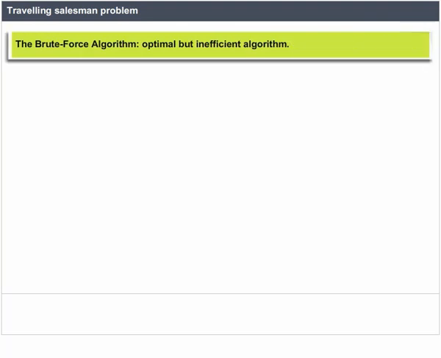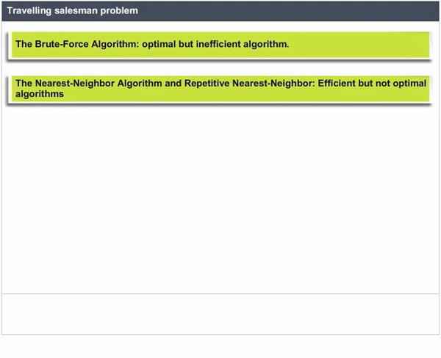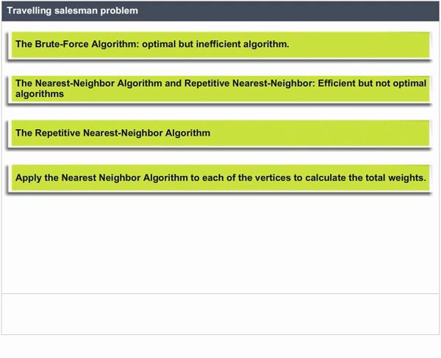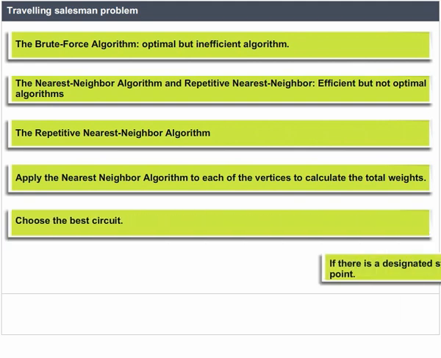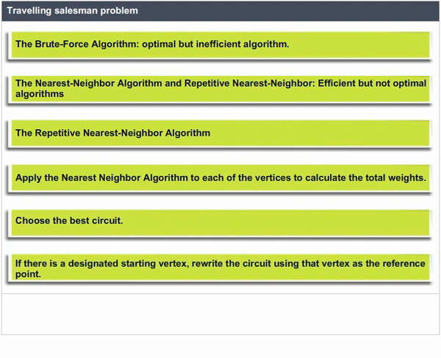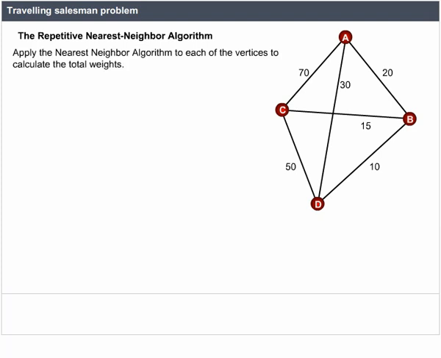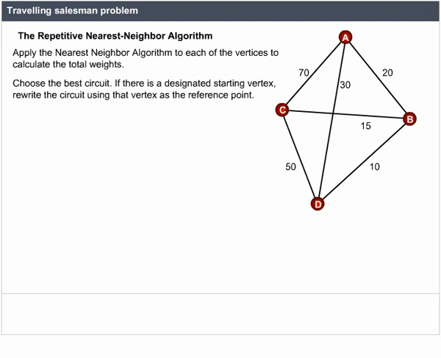The brute force algorithm is optimal but inefficient. The nearest neighbor algorithm and repetitive nearest neighbor are efficient but not optimal algorithms. The repetitive nearest neighbor algorithm: apply the nearest neighbor algorithm to each of the vertices to calculate the total weights. Choose the best circuit. If there is a designated starting vertex, rewrite the circuit using that vertex as a reference point.